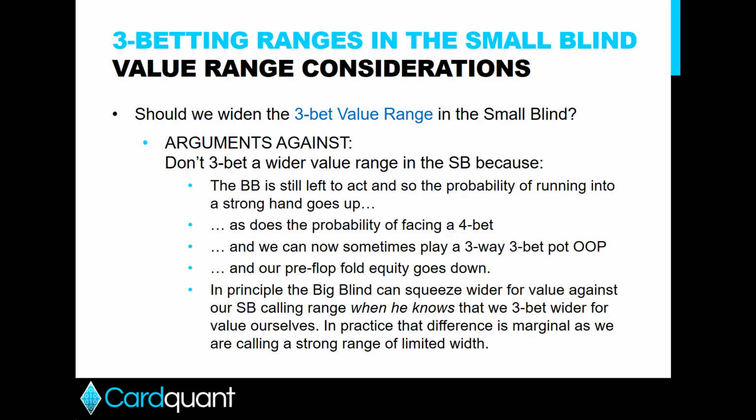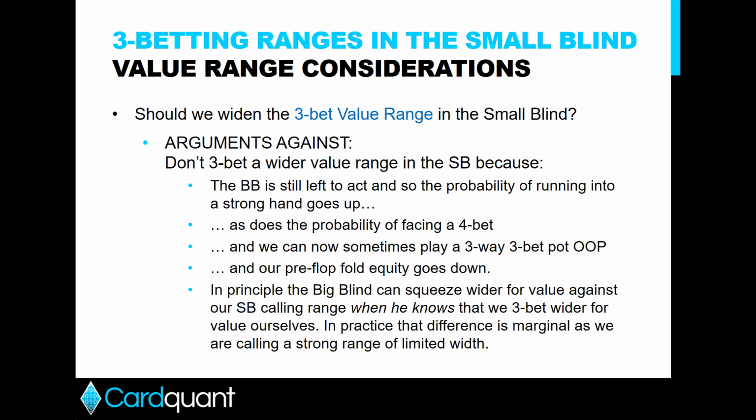In principle, the big blind can squeeze wide for value against our small blind calling range when he knows that we 3-bet wider for value ourselves. So it would be remiss of me not to mention this. In practice, I think that difference is marginal because the calling range is going to be strong and of limited width. So I don't think that if our opponent knows that we're 3-betting wider for value, he will necessarily squeeze a lot.